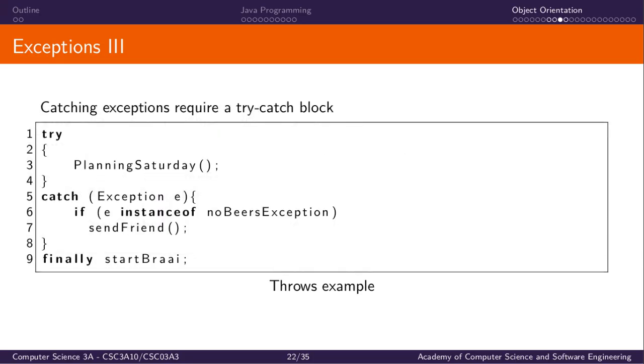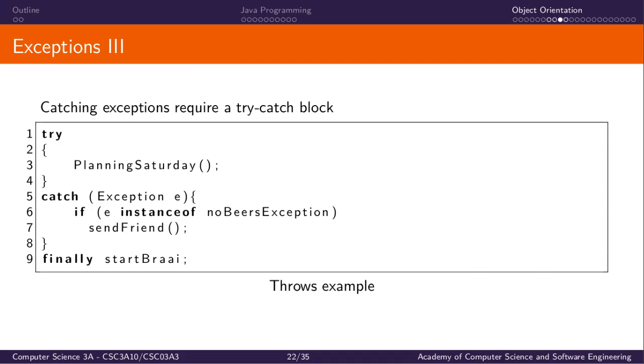All right, so at some point, in some method that calls it, we will have to have a try-catch block when we call planning Sunday. If it throws this exception, then we'll deal with that in some way. Note, because we're saying here we can catch E, which is of type exception, we can catch either the no beers one, or I think the other is no snacks, but we only do something if it's of type no beer exception, then we send a friend. For the other, we don't do anything, but we have caught it, right? Even though we don't do anything based on its type.